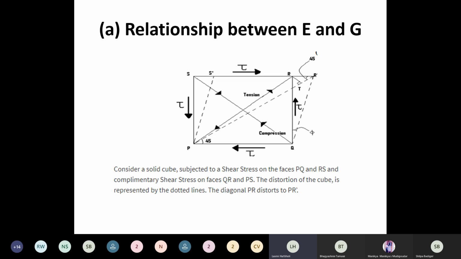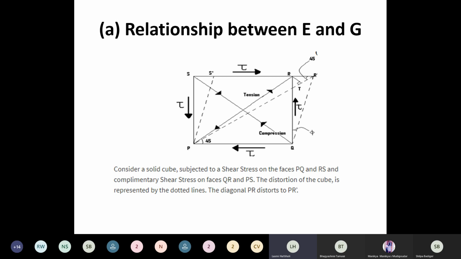Now for this particular relationship, consider a solid cube PQRS. It is subjected to shear stress tau. Tau is usually taken as shear stress. So this is subjected to shear stress as shown in the figure in PQ and RS.